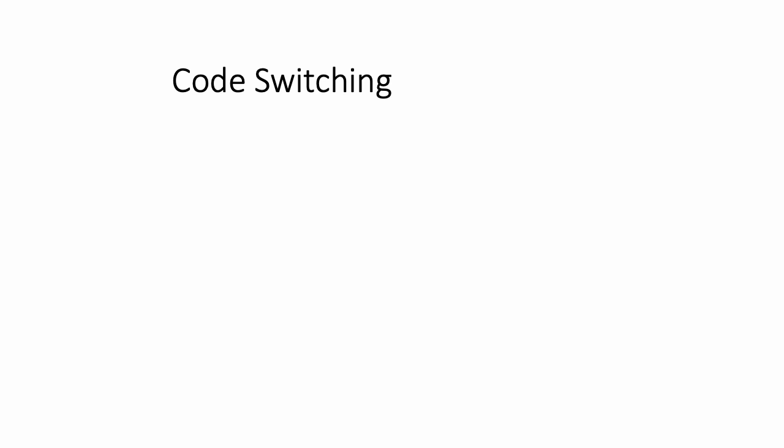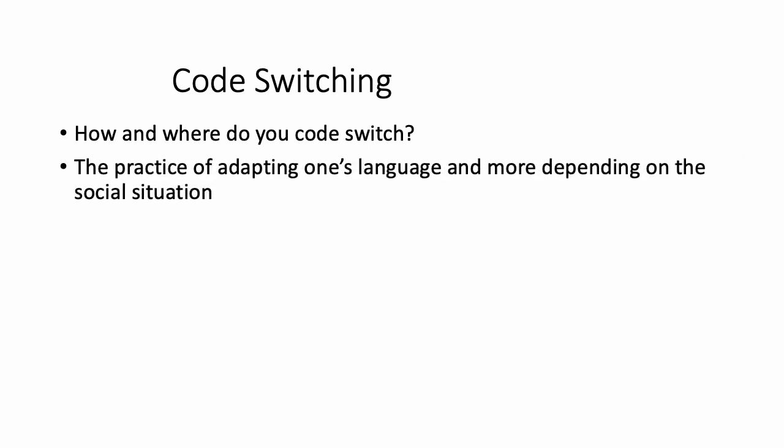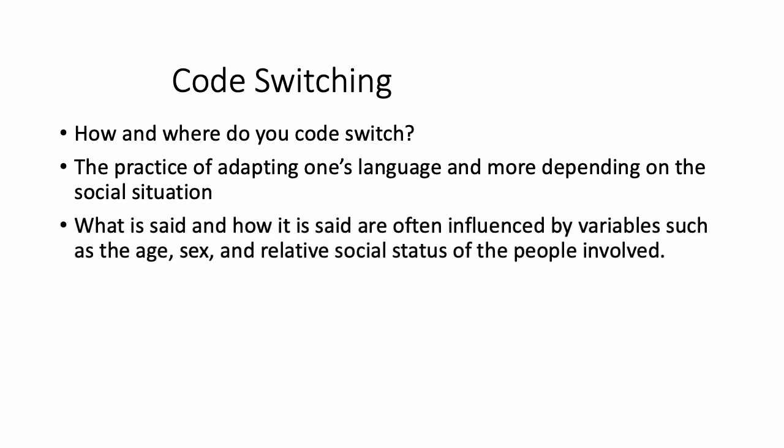Code switching is something we all do. How and where do you code switch? The practice of adapting one's language and mode depending upon the social situation is what we call code switching. What is said and how it is said are often influenced by variables such as the age, sex, and relative social status of the people involved.